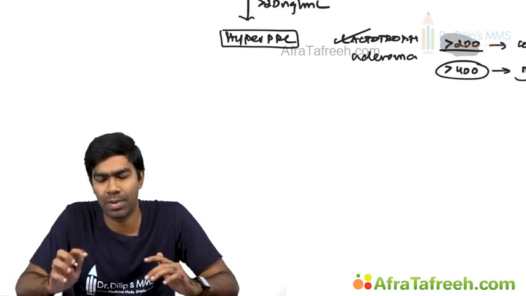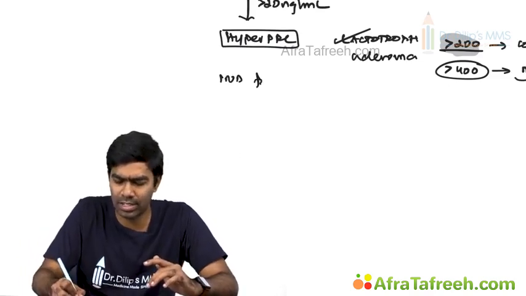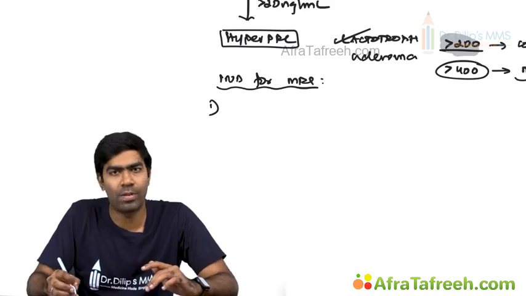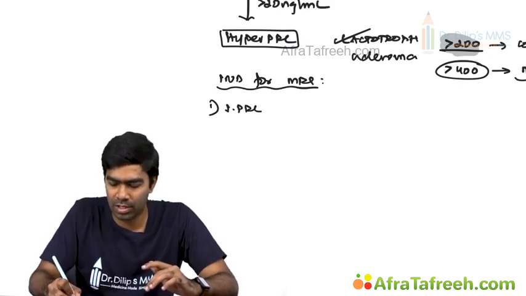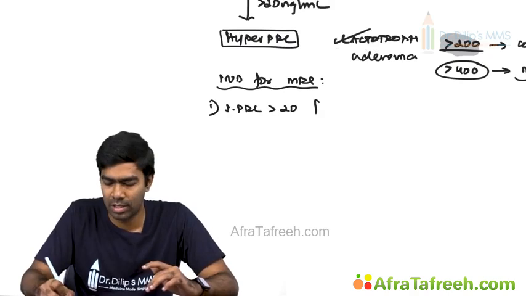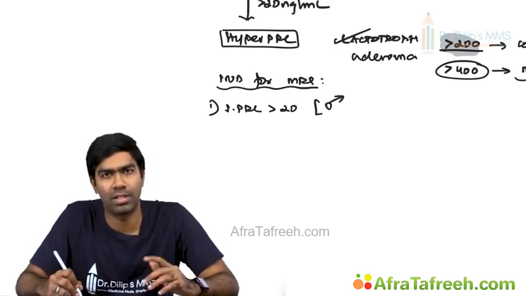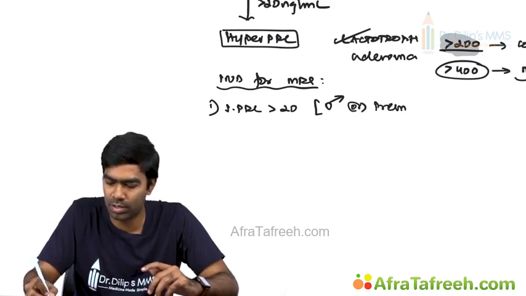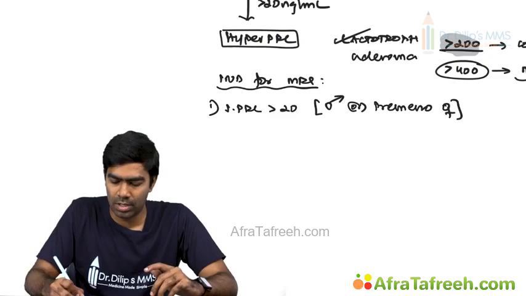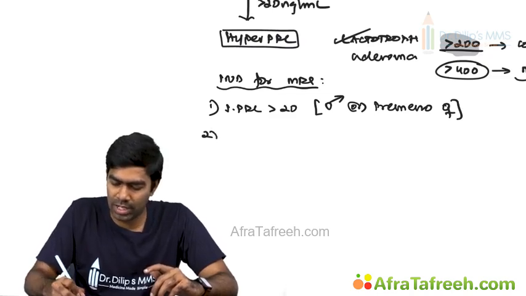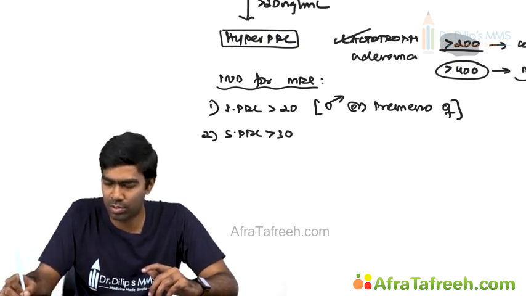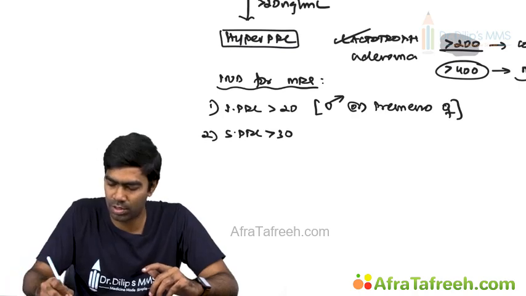So that is why almost all patients who are not taking any drugs have to go for an MRI. But you do have certain indications for MRI. Let us see what the indications are. Number one, if the serum prolactin is more than 20 and it's a man with hyperprolactinemia, or a premenopausal woman. Second indication, if the serum prolactin is more than 30 nanograms per ml in a postmenopausal woman.